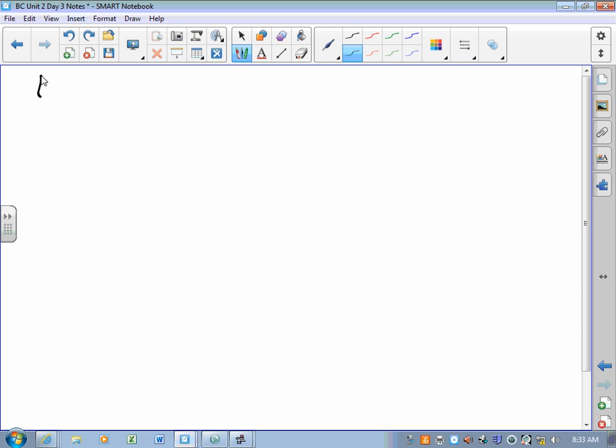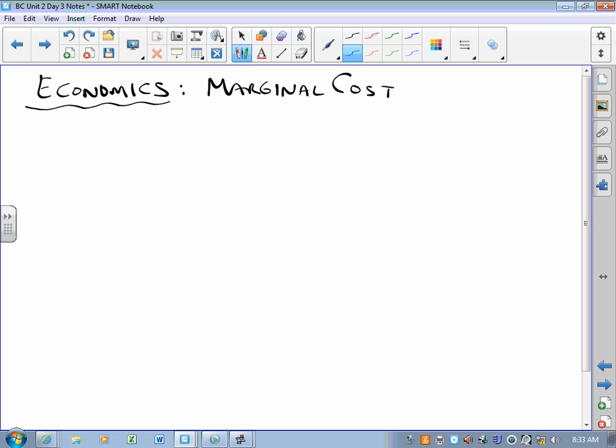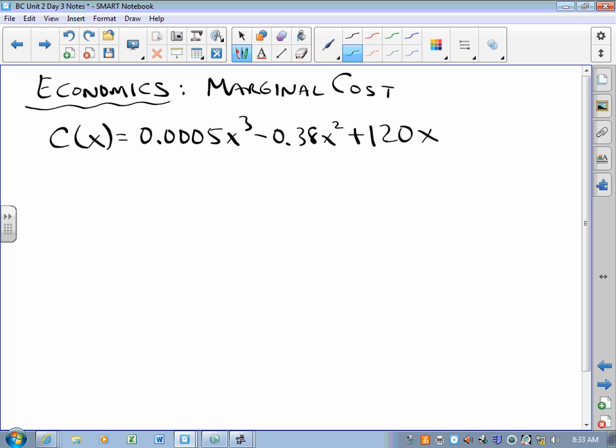Okay, one more example as an application out of economics, the idea of marginal cost. And so what I'll do is I'll set this up. Let's let c of x equals 0.0005 x cubed minus 0.38 x squared plus 120x. This is the cost of a flight with x passengers.